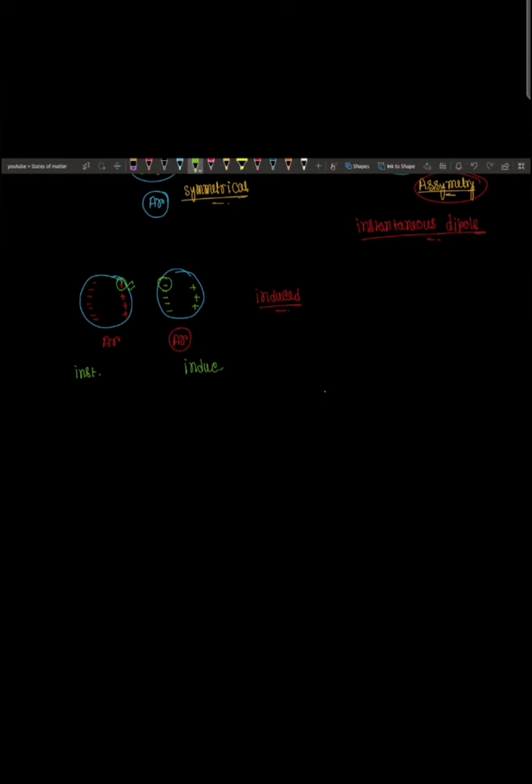That's why we call it an instantaneous dipole induced dipole interaction, which is known as London force. This London force was discovered by Fritz London. He told us that this force is proportional to 1 by r to the power 6. One more thing, it works up to 500 picometer. After that, this London force won't work.